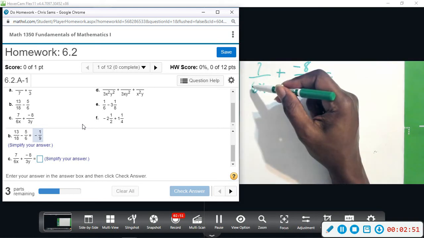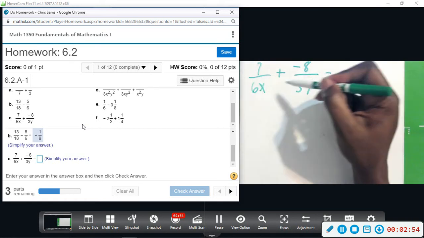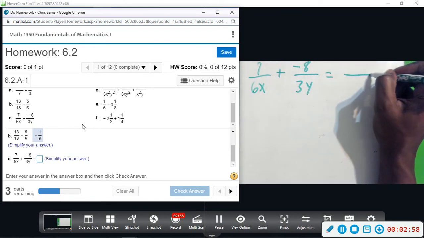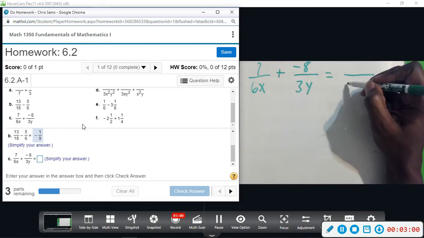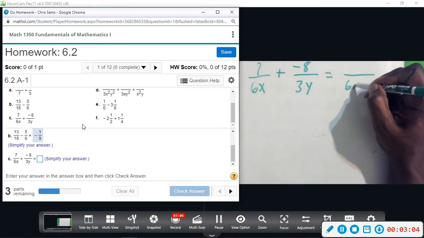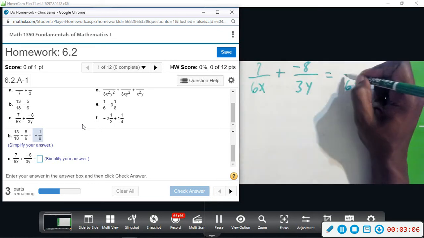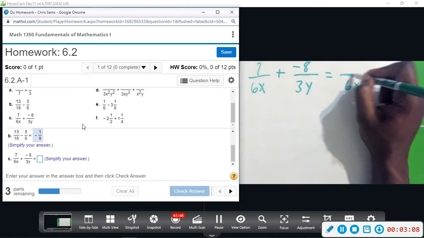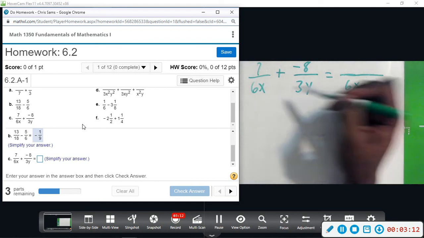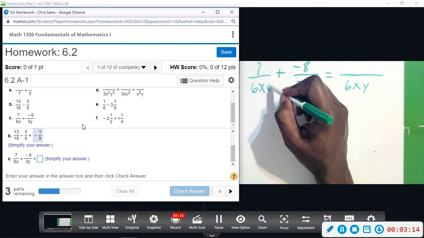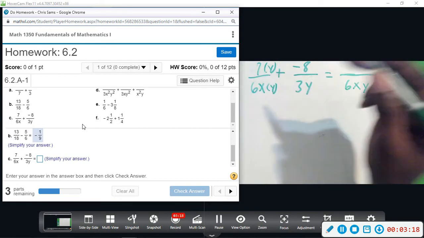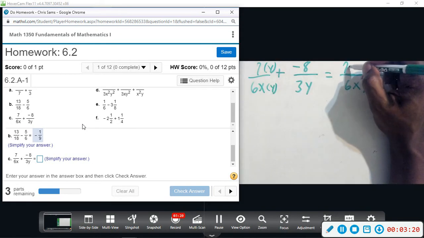6. So between 3 and 6, the common denominator, least common multiple, would be 6. Alright, so our common denominator would be the 6 with the number part and then the x and y. So we need 6xy for our denominator. And then in order to get 6xy on the bottom, we need to multiply by a y here. So on the top we would end up with 7y.